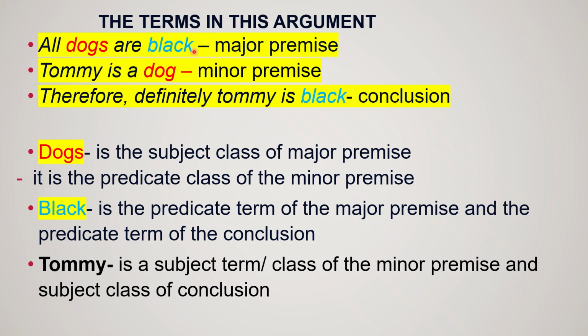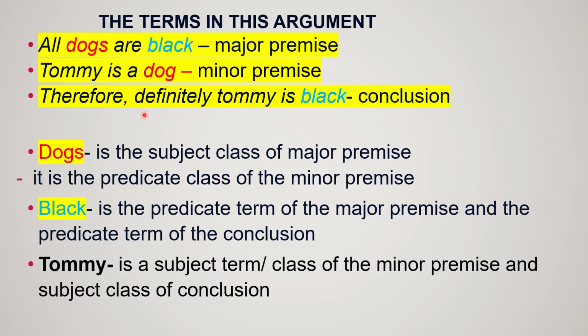Black is the predicate of the major premise and the predicate of the conclusion. We have talked about that. We are going to realize the word dogs has been repeated twice, but not in the same proposition. You cannot say all dogs are dogs. No, that would be an argument that is not logical in nature when it comes to categorical syllogism. But you have repeated the word dogs twice, not in one proposition, and it does not appear in the conclusion.